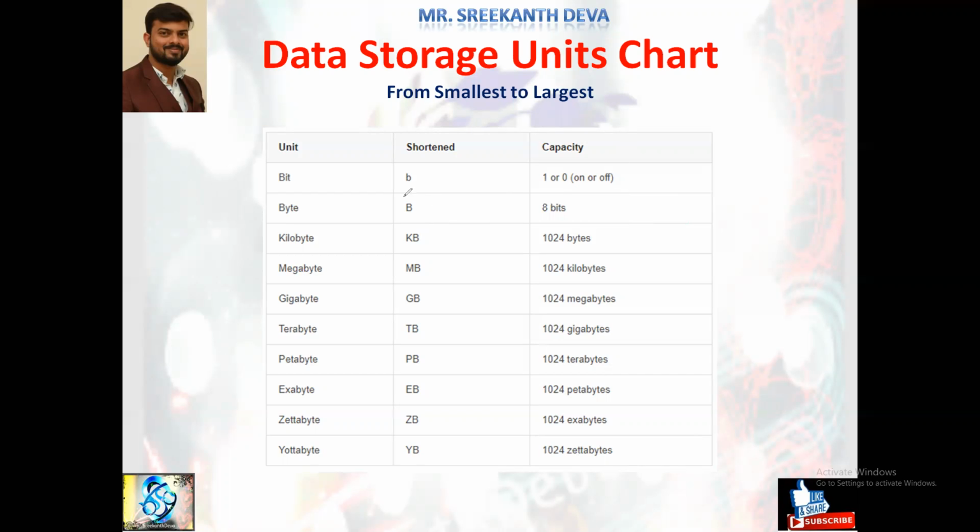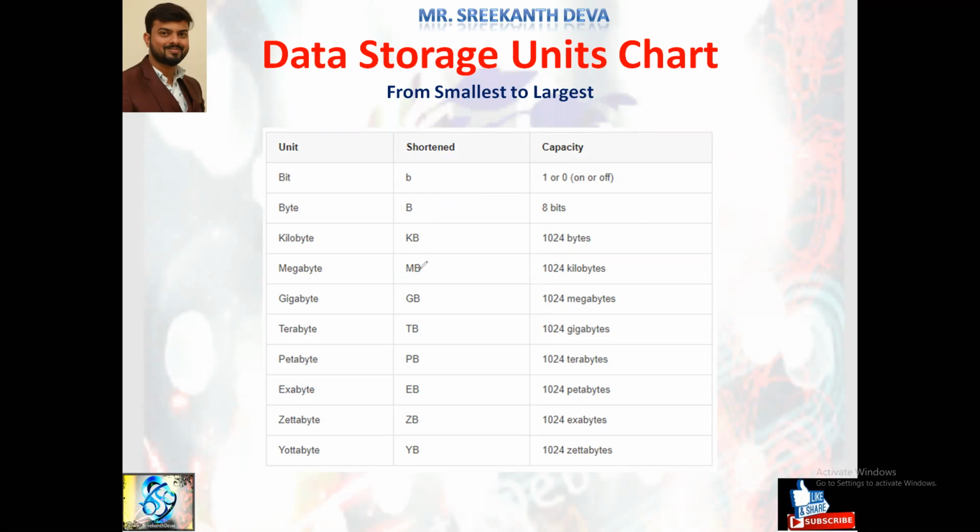Coming to the difference between bit and byte, always remember bit is represented by small b, and byte is represented by capital B. If you check on the internet, they may write kbps, or KB, sometimes with small b, sometimes with capital B. There is a difference between small b and capital B. Small b represents bit. Capital B represents byte. Be aware of that.